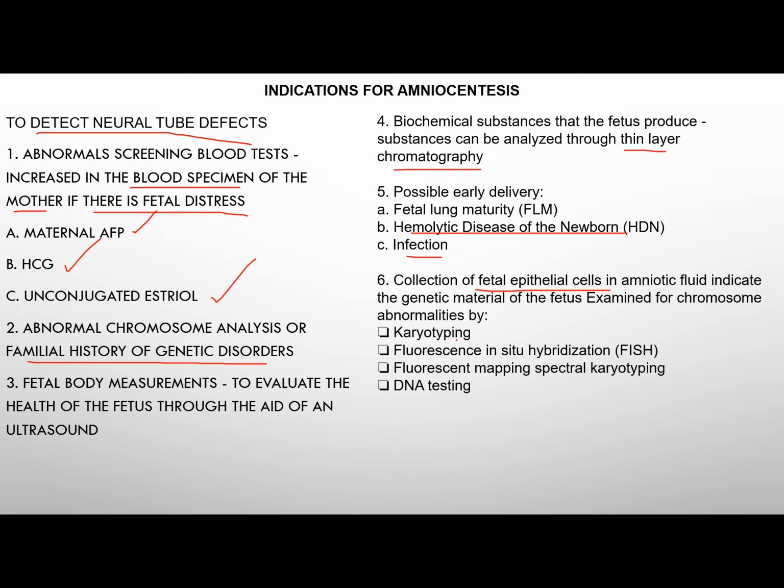Their chromosomes are checked via what we call karyotyping, FISH or fluorescent in situ hybridization, fluorescent mapping, spectral karyotyping, and DNA testing. So these are the methods, class, to detect chromosomal abnormalities using fetal epithelial cells: karyotyping, FISH, fluorescent mapping, spectral karyotyping, and DNA testing.